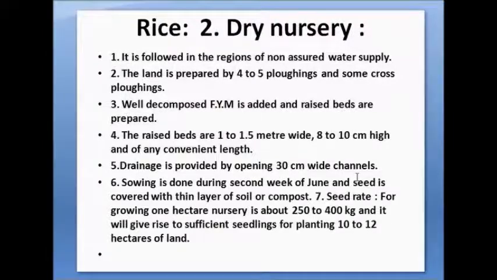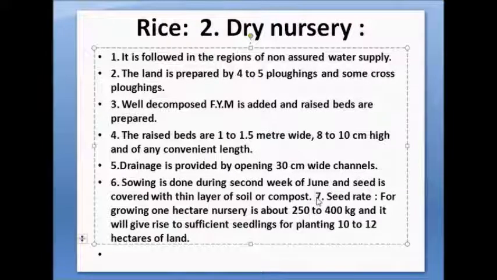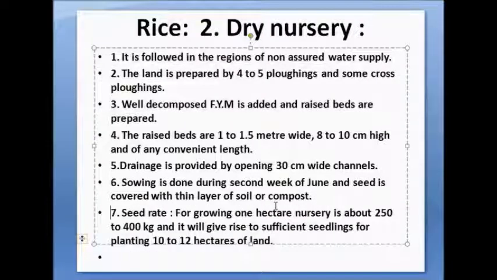In the case of dry nursery, the seed rate is 250 to 400 kg for 1 hectare nursery. And from this 1 hectare nursery, you can get seedlings for 10 to 12 hectares of land for transplanting. So this much we have studied during the last lecture.